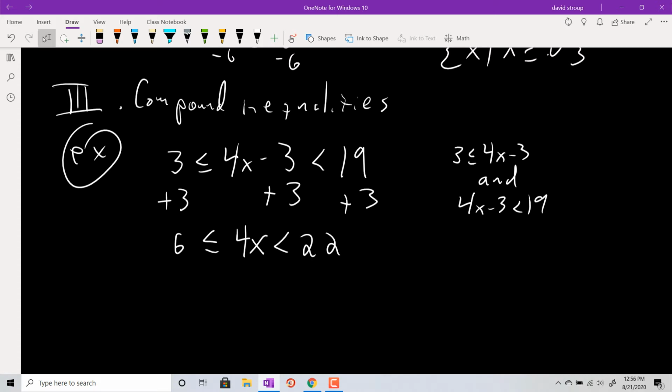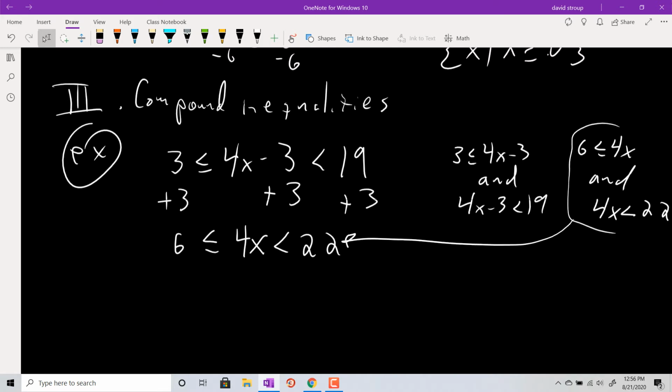You could do the same thing separately: add 3 to both sides, you end up with 6 less than or equal to 4x, and 4x less than 22. But this expression is equivalent to that expression. So why bother separating? Let's just kill all the birds with one stone. Then we can isolate the variable, dividing everything by 4. So we get 3 halves less than or equal to x less than 11 halves.